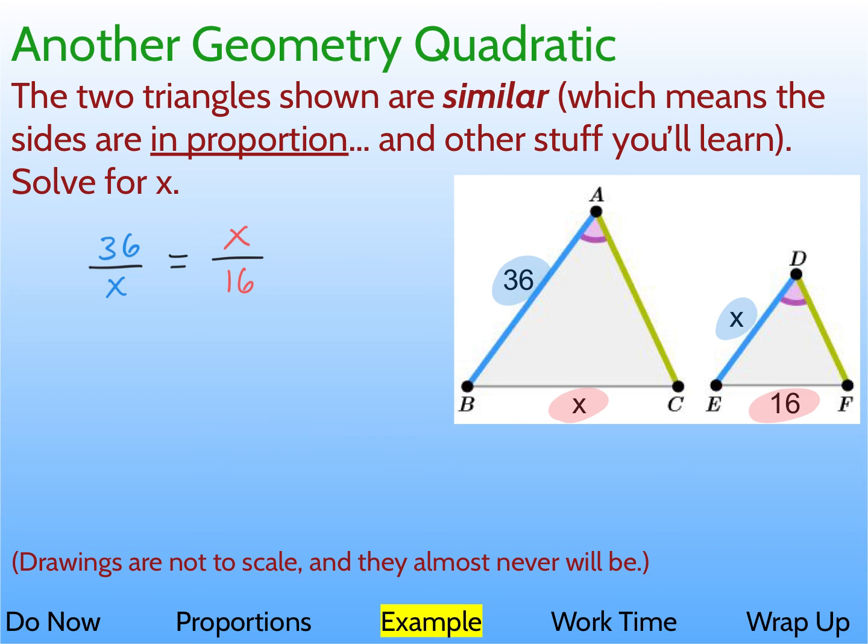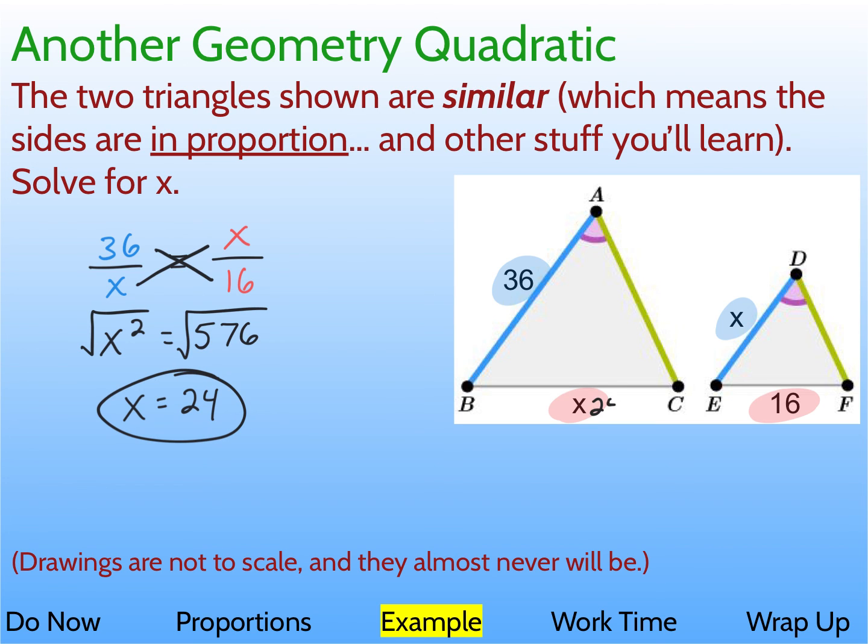With this, you're going to want to cross multiply because you don't have a ratio to go from 36 to x. You just don't have enough numbers or information. So when you cross multiply, you have x times x, which is x squared, equals 36 times 16, which is 576. To solve for x, you have to do the opposite of squaring, which is the square root. Then x equals the square root of 576, which is 24. Right here, 24, and this one is also 24.